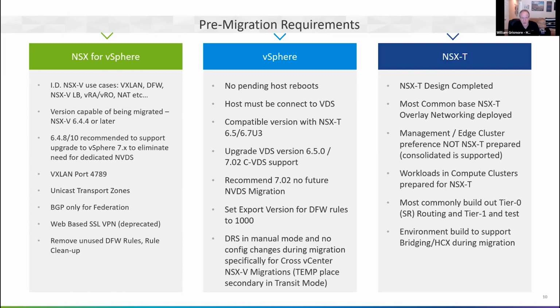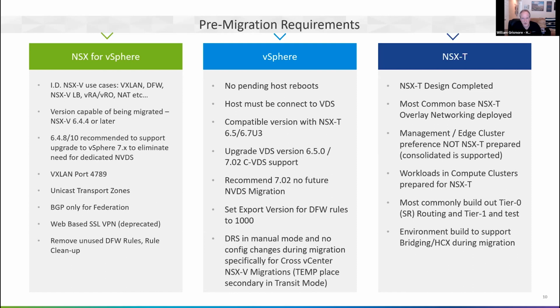The version of NSX-V needs to be 6.4.4 or later. We recommend 6.4.8 or 10 to support the vSphere 7 deployment. The VXLAN port has to be 4789. At some point, around version 6.2, they changed the port, so just make sure you didn't revert back to the old port. Unicast has to be the setting for your transport zones. Federation only supports BGP; local can support BGP or OSPF. The web-based SSL VPN has been deprecated, so be aware of that. And always do your firewall rule cleanup. DJ can talk about that in a minute with his tool.